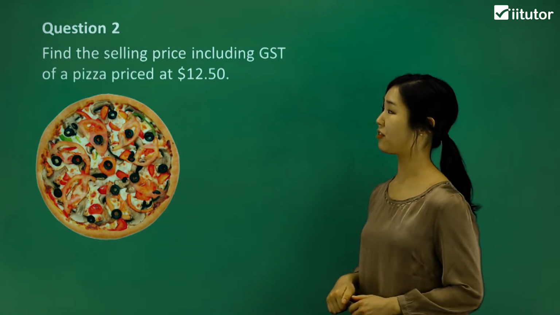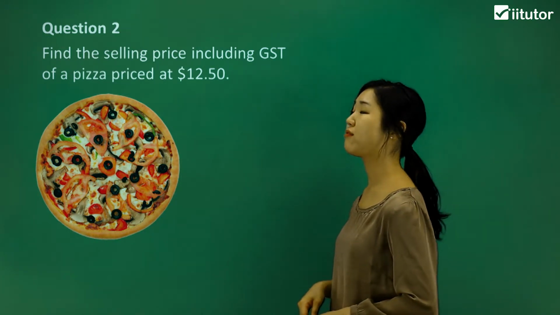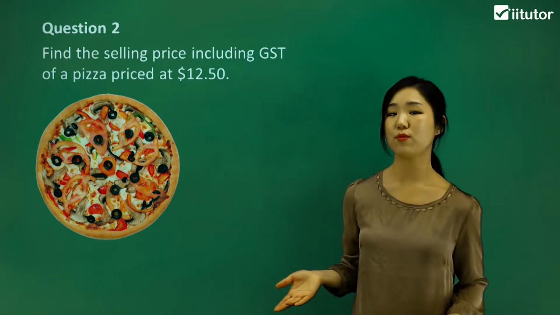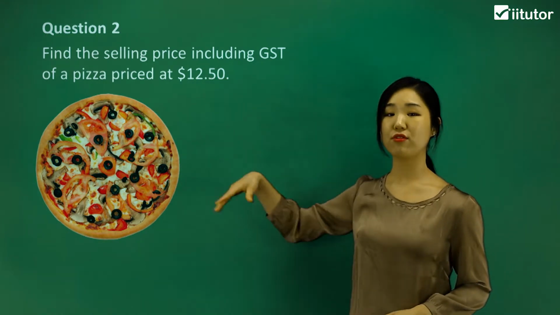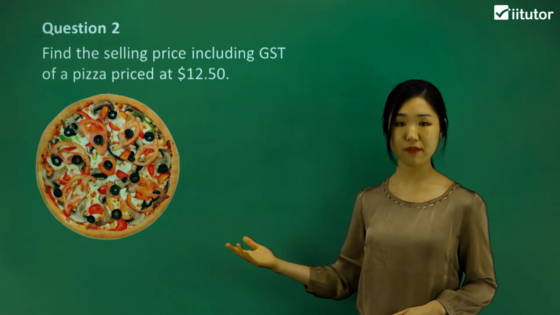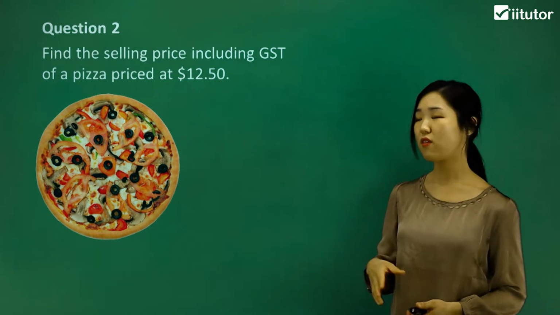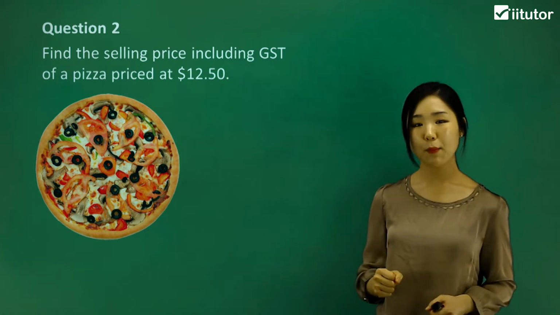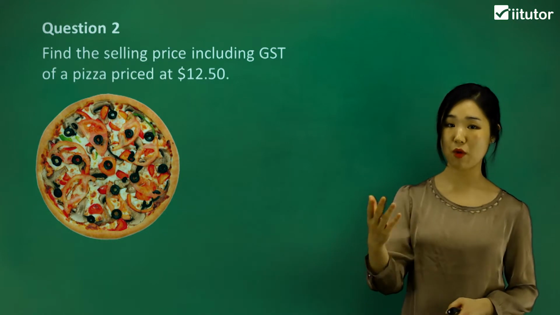Let's move on to question 2. Find the selling price, including GST, of a pizza priced at $12.50. Now, GST, although they don't tell us, guys, we're going to assume that GST is 10%. Now, on top of the $12.50, we have to add the GST of 10%. Now, an easy way to do it is if $12.50 is the 100% value, on top of that, we're going to add 10%. So altogether, it's 110% that we're paying.